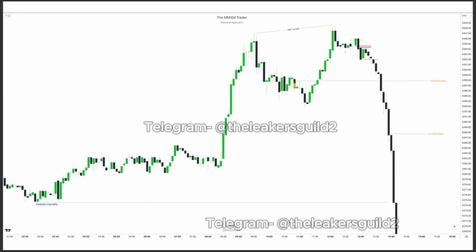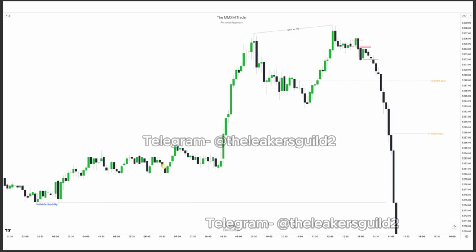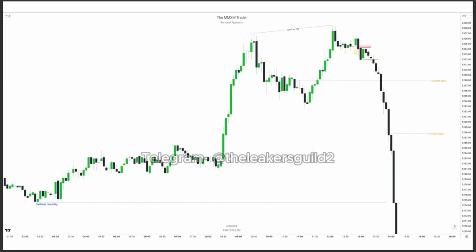So let's focus on this a little bit more. Zooming in, right? This is a 5-minute chart. We have a market maker sell model. Nice consolidation down here, relative equal lows. So we got a clear draw on liquidity. Price starts to accumulate, pushes up, and then eventually raids this high. And again, SMT, right? SMT is key in a reversal.